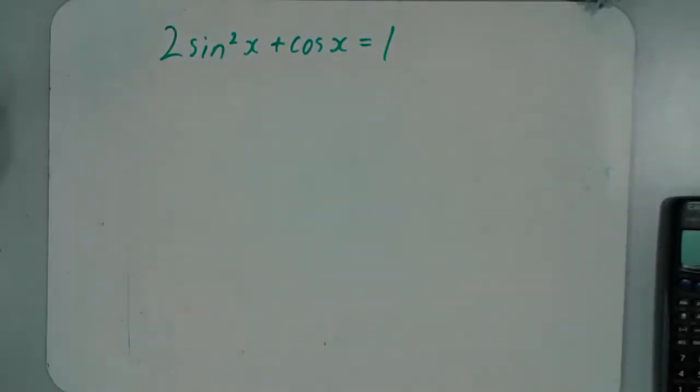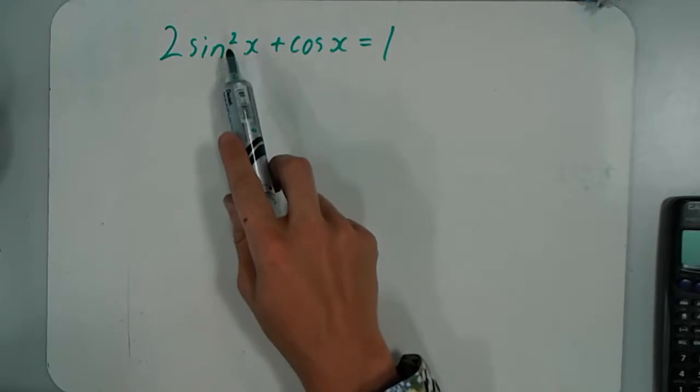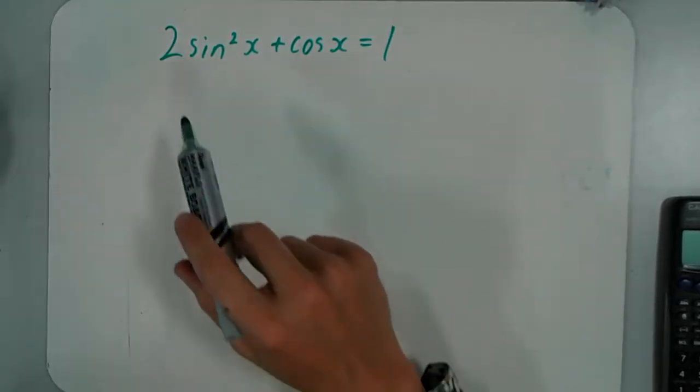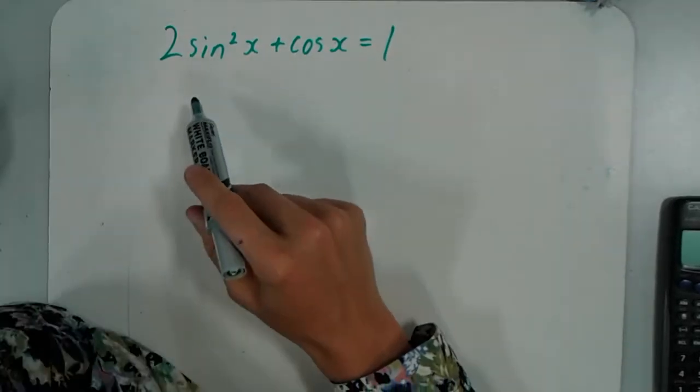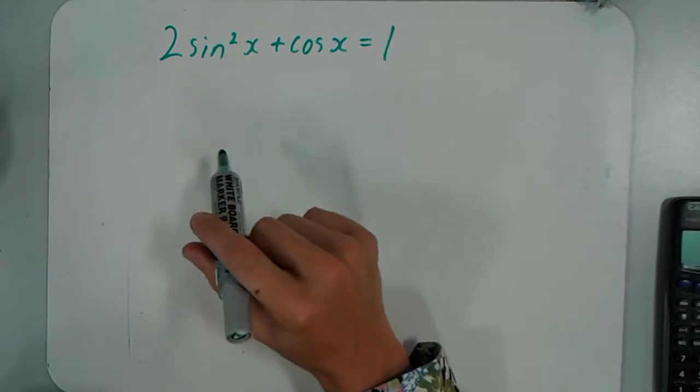Let's try and solve this trig equation. First thing that we notice is that it does have a squared term in it, so this is going to be solved as a quadratic. Second thing that we notice is that we have sine and cos in the same problem.